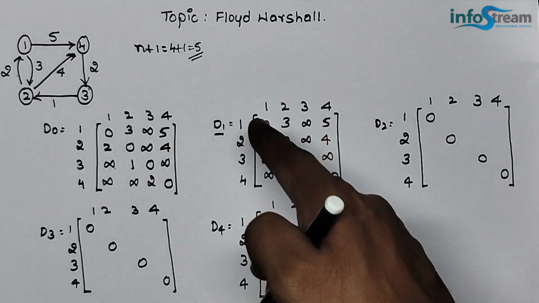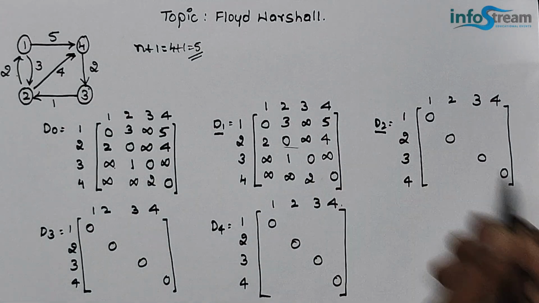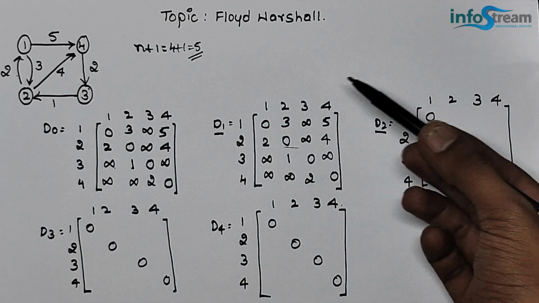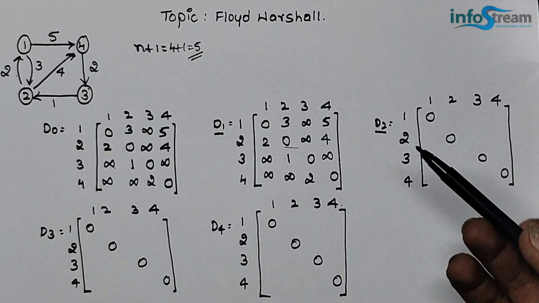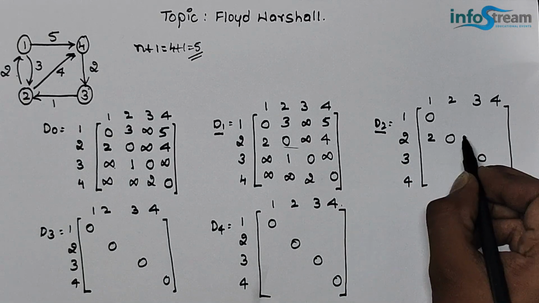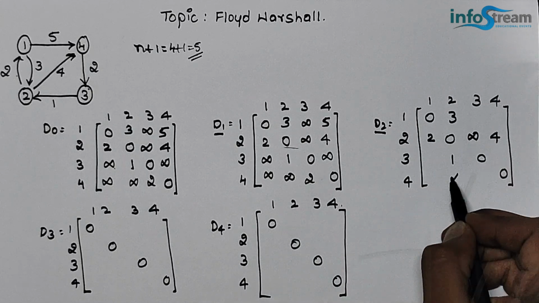Using the second matrix, we will be writing the third matrix. So this is the D2 matrix. D2 means what you will be doing, you will be just copying the second row and second column elements from the previous matrix. So 2, infinity, 4, 3, 1, infinity.